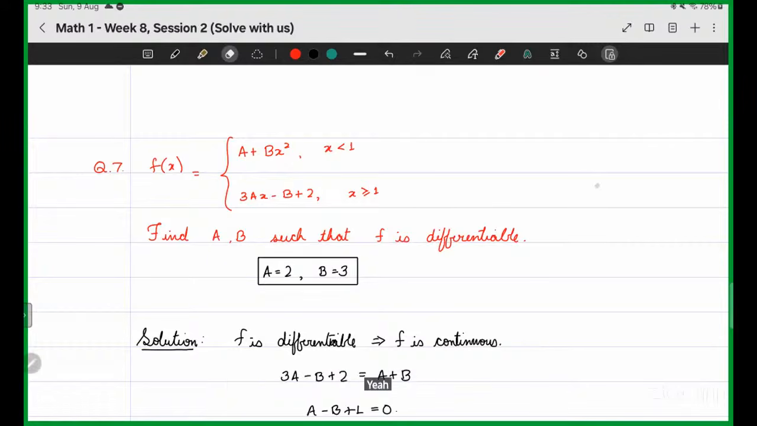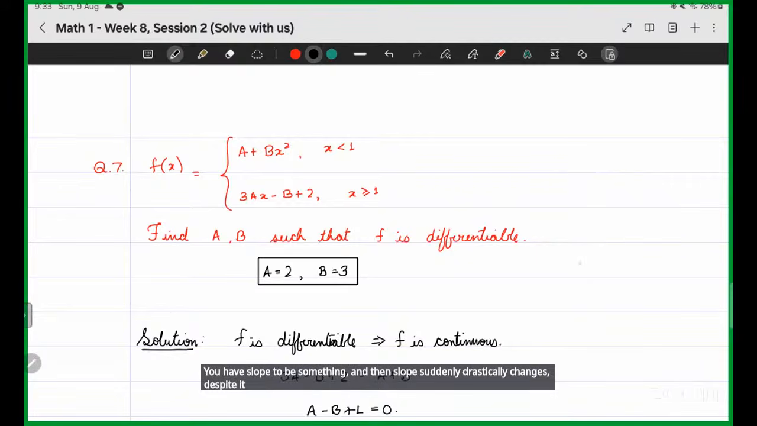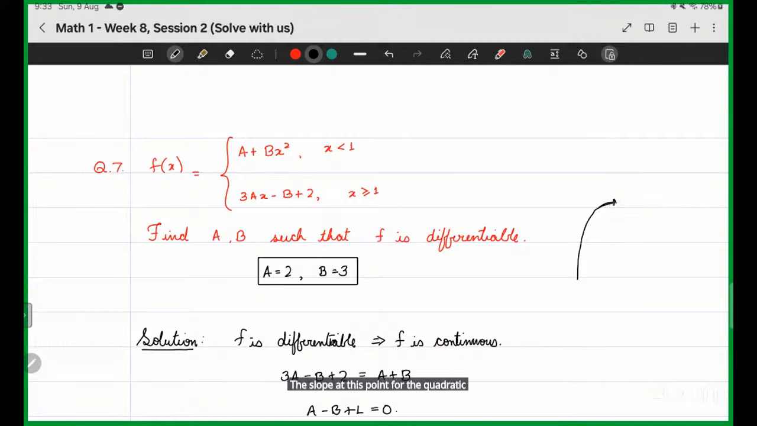Yeah. Otherwise, you would have a corner, right? So what happens when you have a corner? You have a slope to be something, and then the slope suddenly drastically changes, despite it being continuous. What do you need to have smooth slope? So suppose if you want to have smoothness and no corner, the slope at this point for the quadratic and the straight line has to be the same.